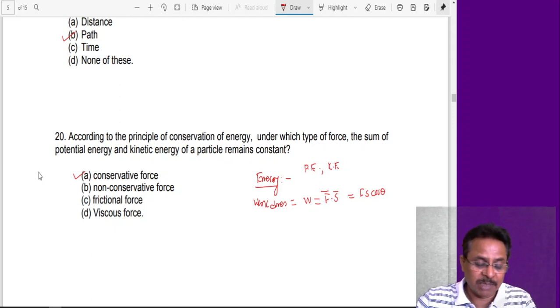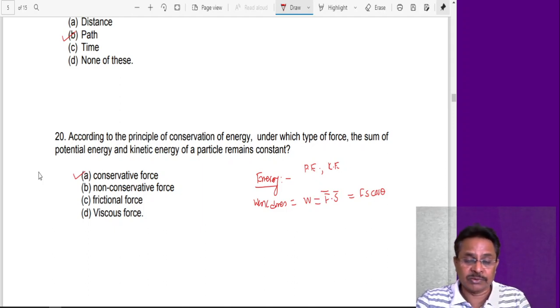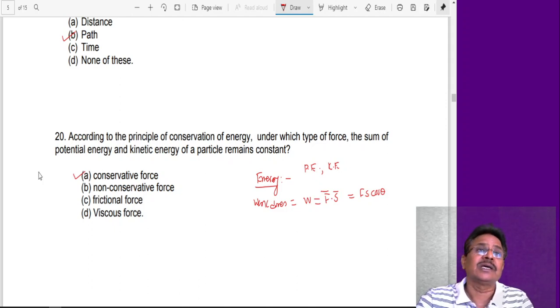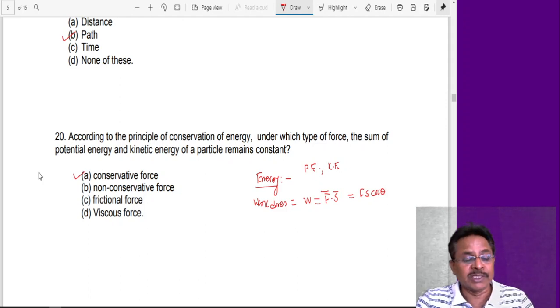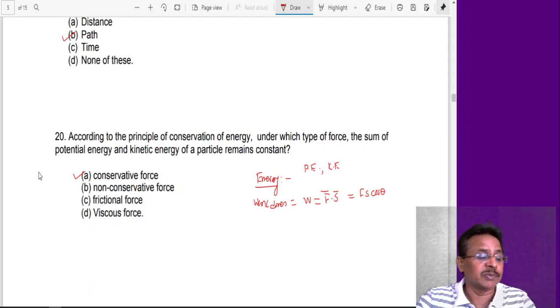Its units, its dimensions, etc. are also important from the examination point of view. Then there is the work energy theorem. That's what we have seen, several examples we have seen. The work energy theorem states that work done by a force acting on a body is equal to the change in its kinetic energy. Mathematically, the theorem may be expressed as W is equal to Kf minus Ki, where Kf is the final kinetic energy and Ki is the initial kinetic energy. The difference between them is the work done in this particular case.